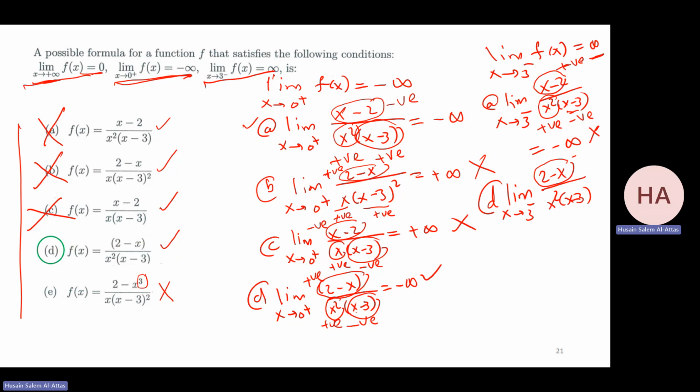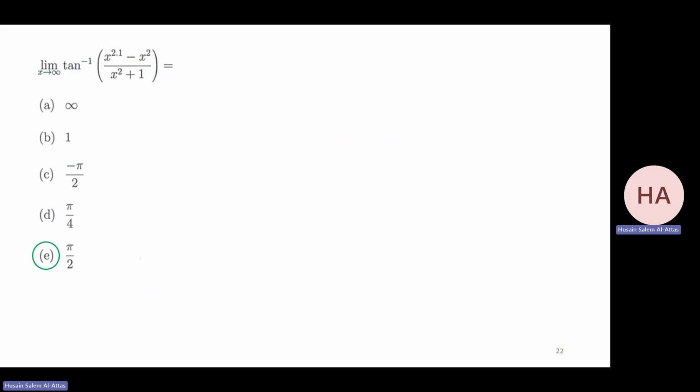This is negative. 2 minus 3, it's negative. This is always positive. This is negative. So negative, what will be +infinity, which is what I want. So this is my correct answer. I hope it's clear. Need to do it, I mean, function by function.